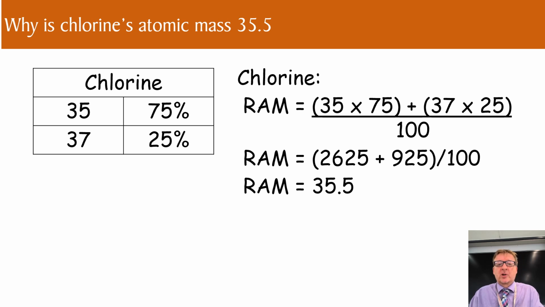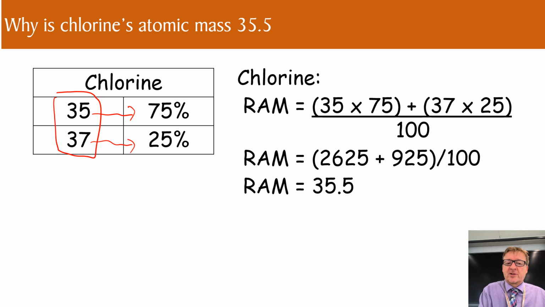Okay, why is chlorine's atomic mass 35.5? Now, what you've got is a sum that you work on here. Chlorine has got two isotopes. Chlorine-35, there's 75% of it. Chlorine-37, there's 25% of it. So what you do is you almost do a mean.